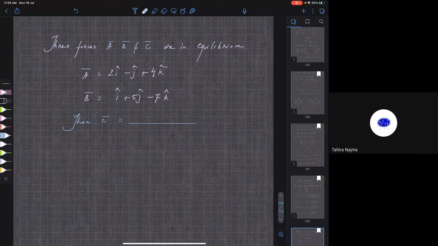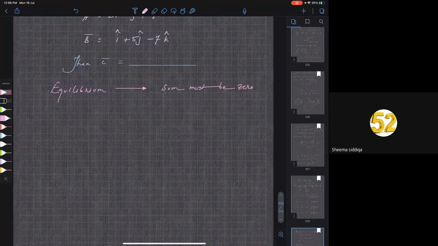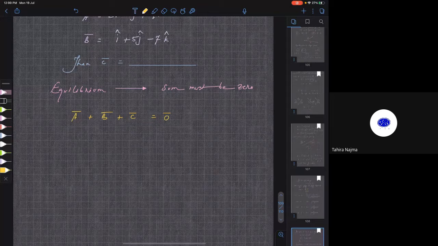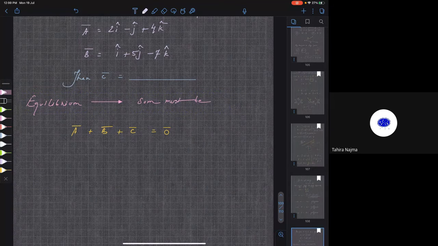How to do it? What do you mean by equilibrium? Equilibrium means they are balancing each other. What do you mean by balancing each other? Their sum must be 0. So equilibrium implies the sum must be 0. Therefore A bar plus B bar plus C bar must be equal to 0 bar, because these are vectors. The sum must be a null vector.